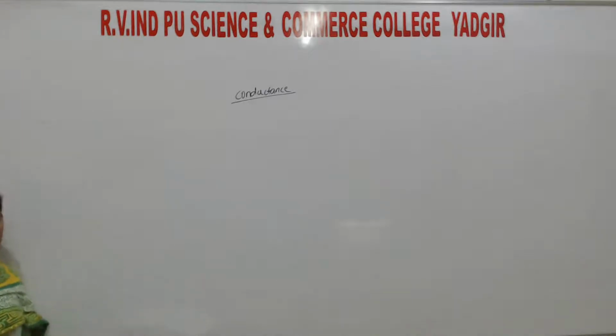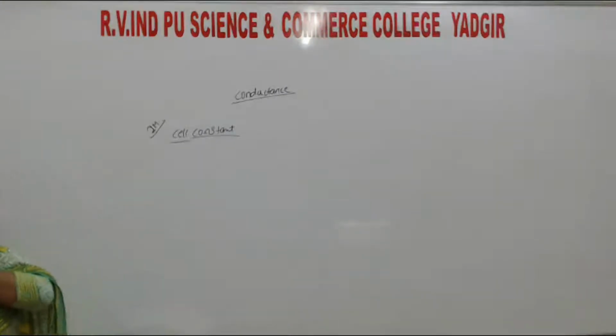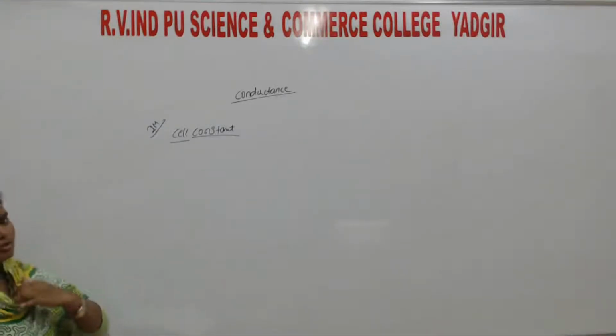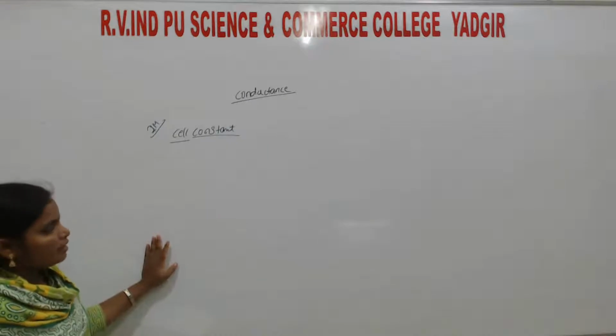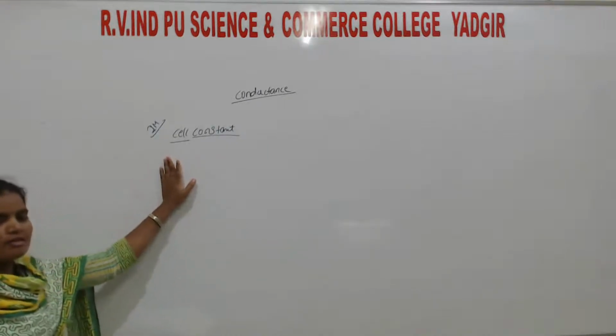Next, cell constant. Conductance is a 1 mark question, molar conductance is a 1 mark question, and specific conductance is a 1 mark question. The units and definitions of those terms are also important for 1 mark.